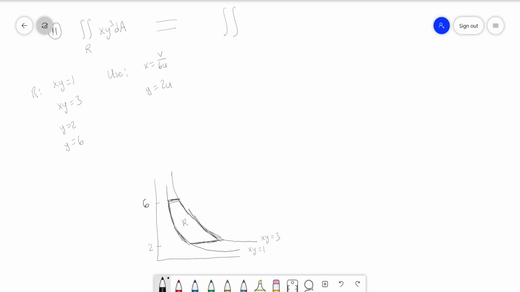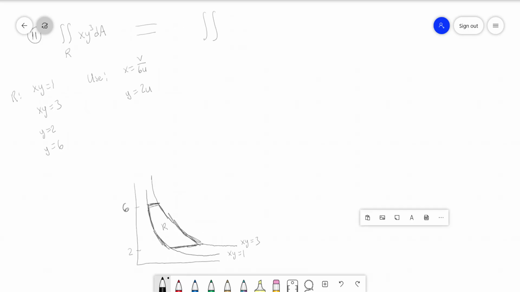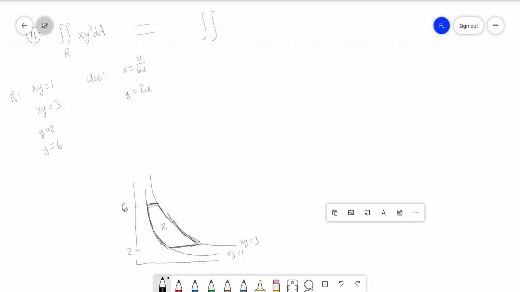So to apply the change of variables theorem, let me do a couple of things right now. First, we're converting the integral to be an integral in terms of u and v. So one thing we need to do is substitute these in for x and y. So here's x times y cubed. Now remember that when we do a change of variables, we need to multiply by the absolute value of the Jacobian of our transformation.